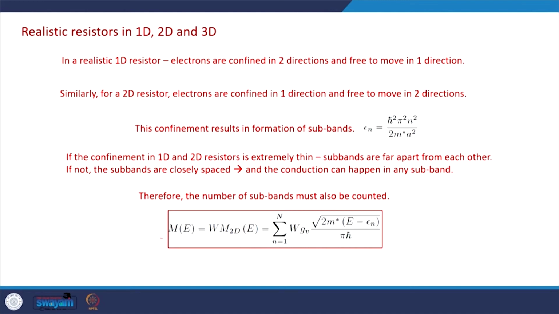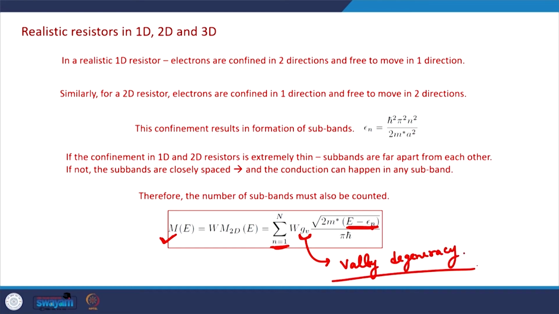So the expression for the modes will modify in this way. We need to take into account all the subbands, and even in the expression, with energy corresponding to a subband, we need to take into account this epsilon n number here. There is another number that is written as GV. This is known as the valley degeneracy.